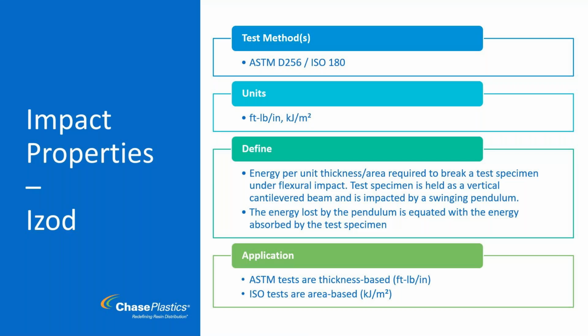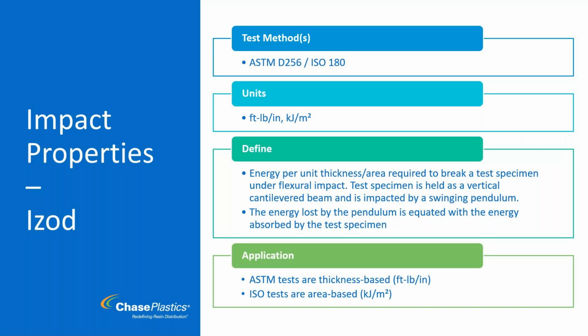The one thing I'd like to note here is that if you're looking at ASTM testing, it's going to be done based on thickness. So you're going to see foot pounds per inch, with the inch being the thickness of your specimen. ISO, however, is done on area.